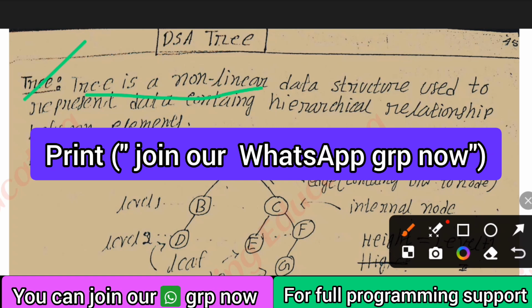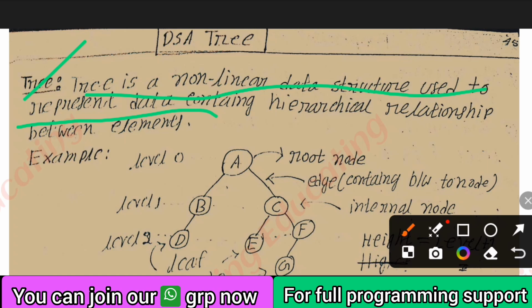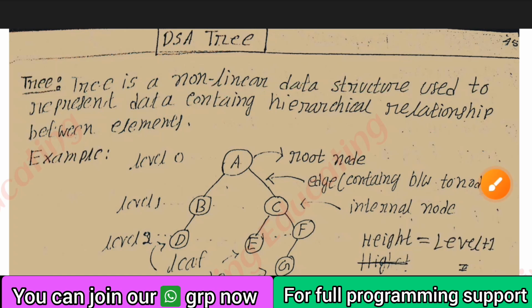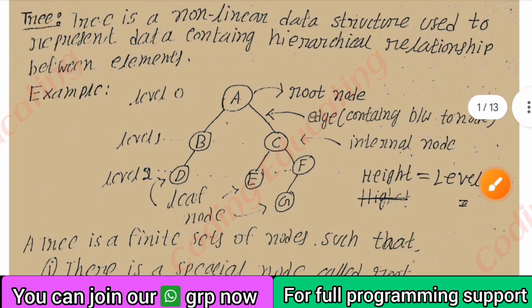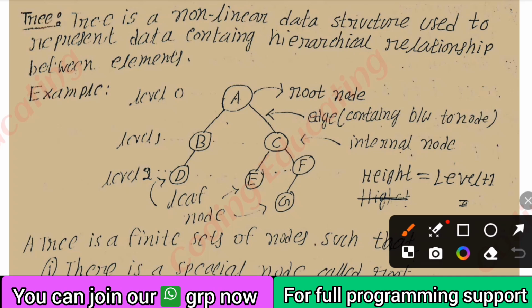Tree is a nonlinear data structure used to represent data containing a hierarchical relationship between elements. Tree is a collection of many elements, and the relationship between the elements is hierarchical. You can see the example and understand better what a tree is. In a tree we write elements within a circle. The circle is called a node.